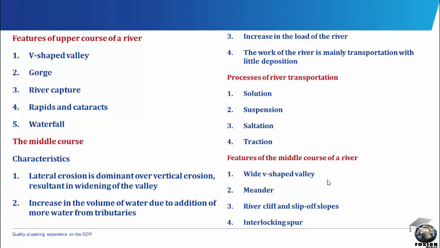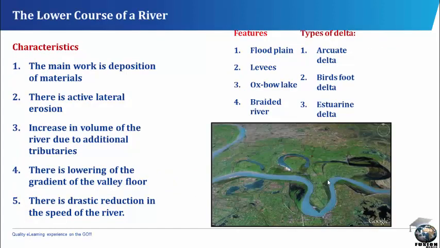The processes of river transportation include: 1. Solution. Some rock materials dissolve in water and are carried in solution. 2. Suspension. Here, the lighter particles of solid materials are carried in suspension as the water flows. 3. Saltation. In this process, larger particles are moved in a series of hops or jumps along the stream bed. 4. Traction. In this process, very large fragments of materials are rolled or pushed along the river.